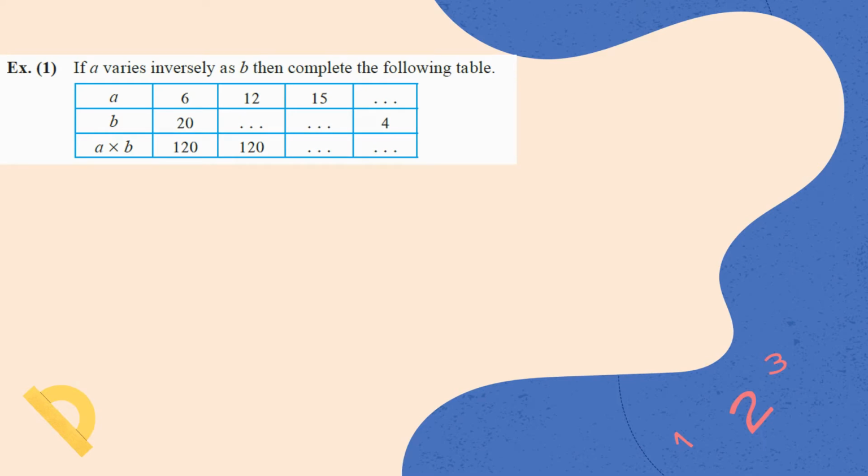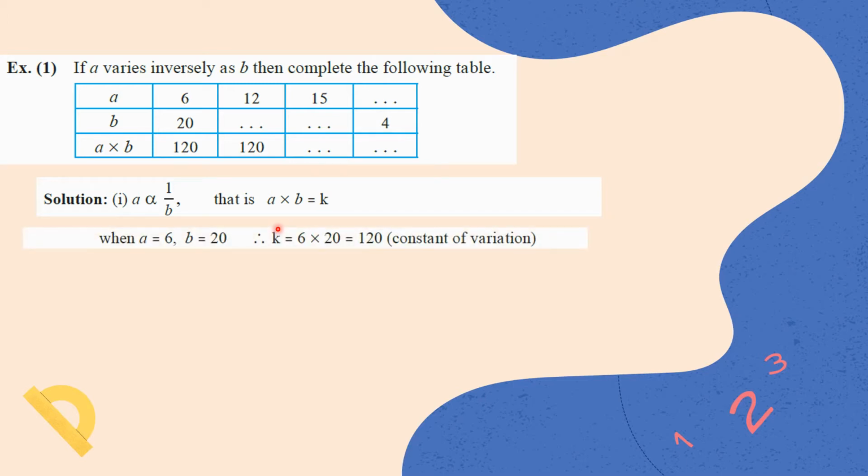Let us see an example. If A varies inversely as B, then we have to complete the following table. So let us start with the solution. A is inversely proportional to B is written as A is inversely proportional to 1 upon B. And the equation of variation will be A into B equal to K. First, we will find out the value of K.